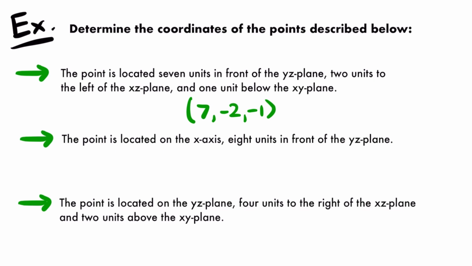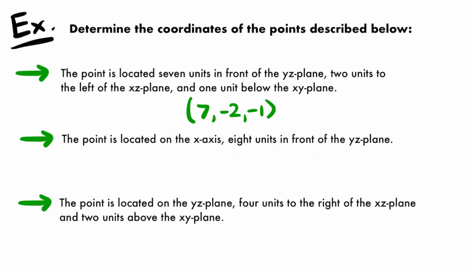Let's see how that works for us with this next description. We have that the point is located on the x-axis 8 units in front of the yz plane. Now, before we do anything else, what does that last part tell us? 8 units in front of the yz plane. We just went over this. If we're measuring from the yz plane, what axis doesn't that include? The x-axis, right? The yz plane is the plane formed by the y and z axis.